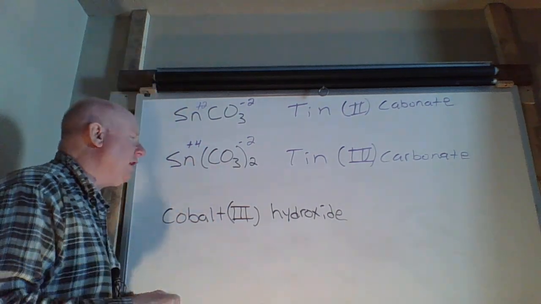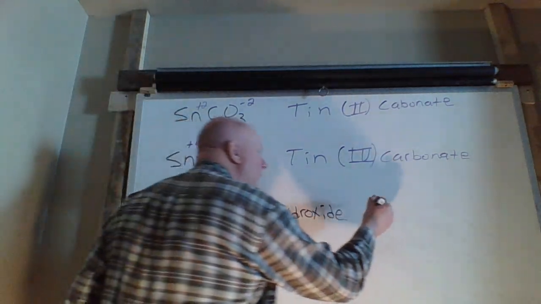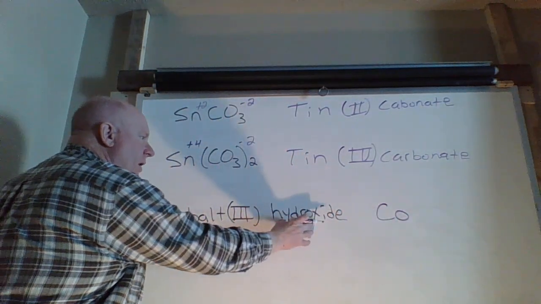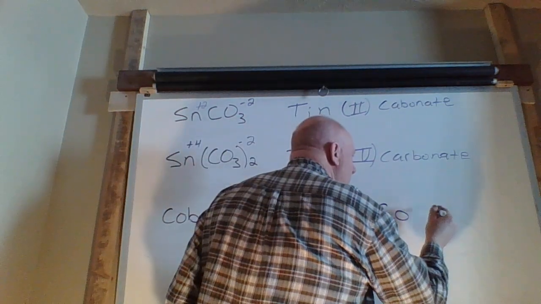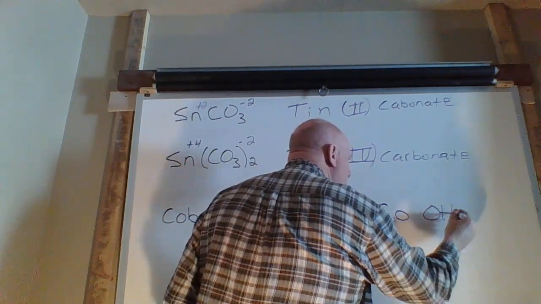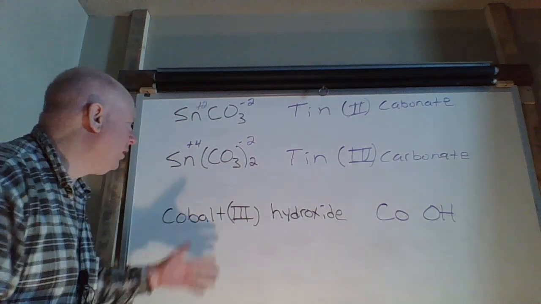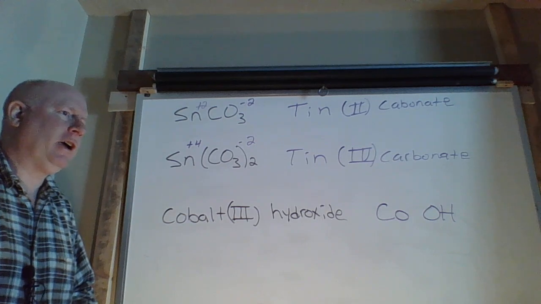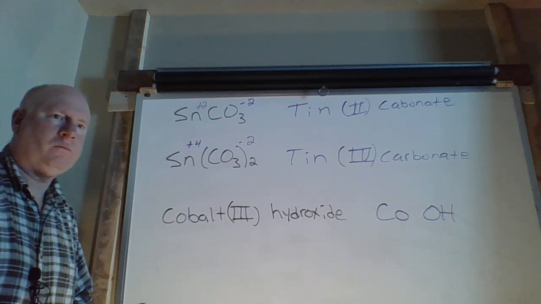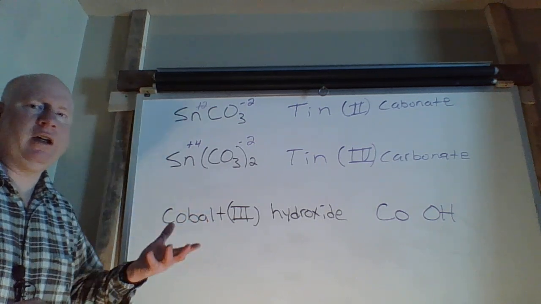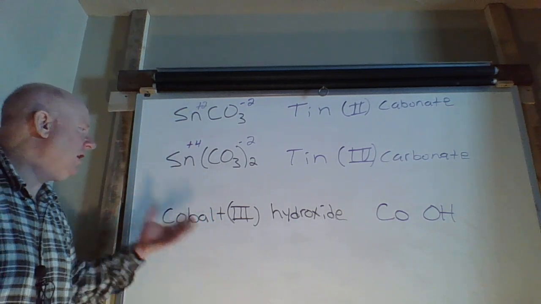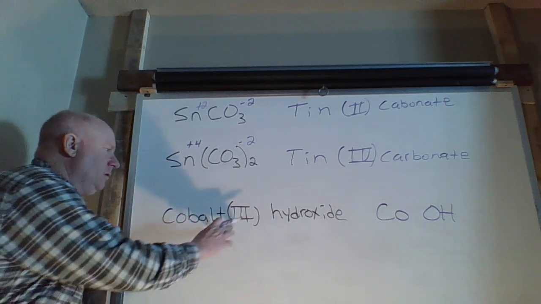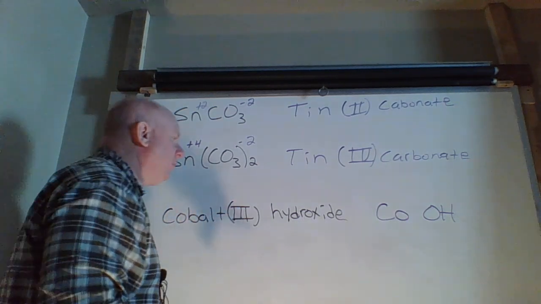Okay, so we have this element cobalt, and its symbol is Co. And then we've got the polyatomic ion of hydroxide, which is OH. Cobalt can have various charges because it's a D block element. Now, not all D block elements are going to have multiple charges. An example of that would be zinc. That only has a charge of +2, even though it is a D block element. But in this case, we're telling you that this cobalt has a charge of +3.